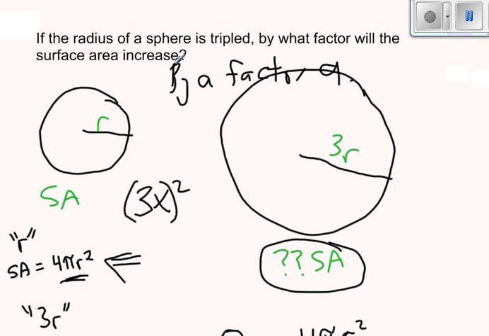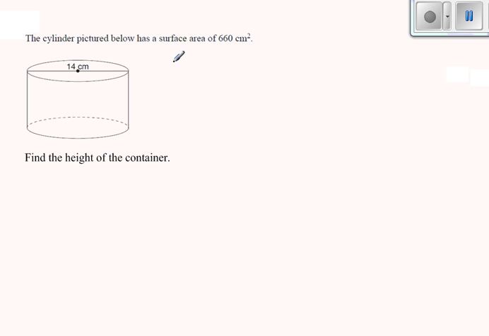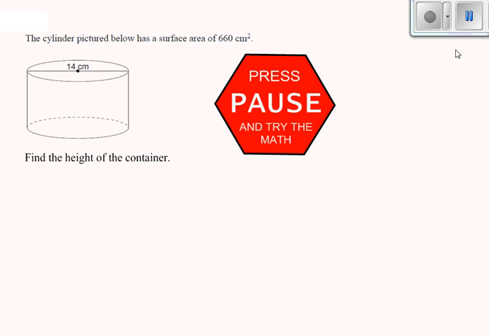Okay, let's look at the next question. The cylinder pictured below has a surface area of 660 square centimeters. We're told only that the diameter is 14 centimeters, and it says to find the height. So I'm not going to give you any other information than what's in the question. What I want you to do is to press pause on the video, do the math, and I'll see you on the flip side.